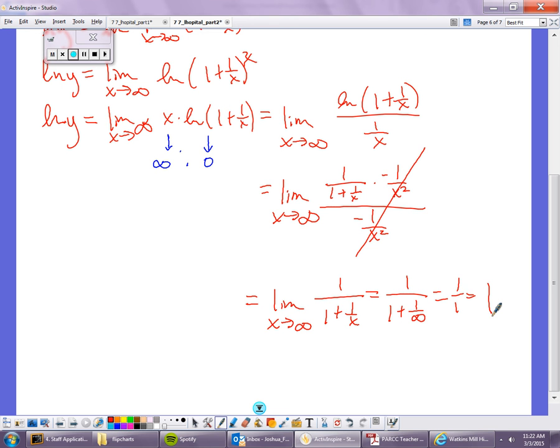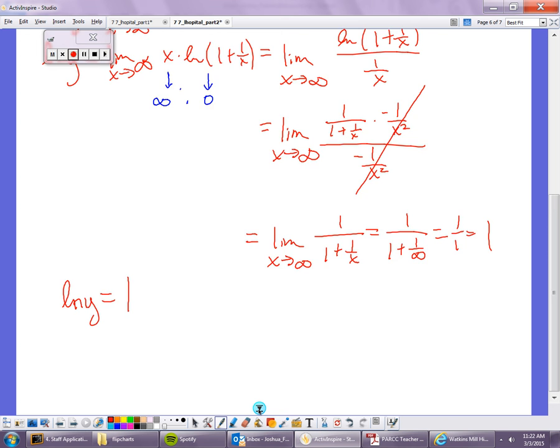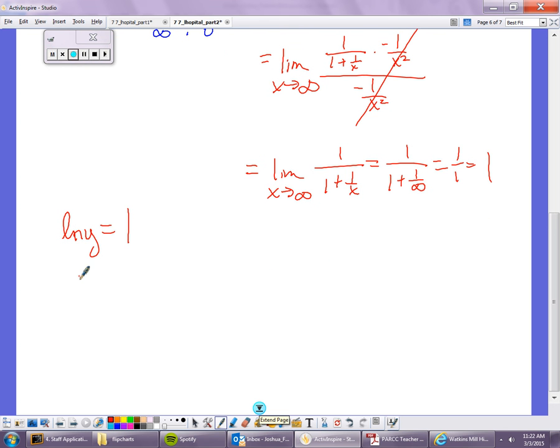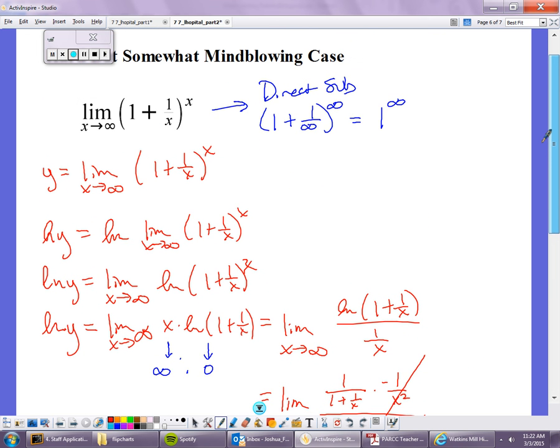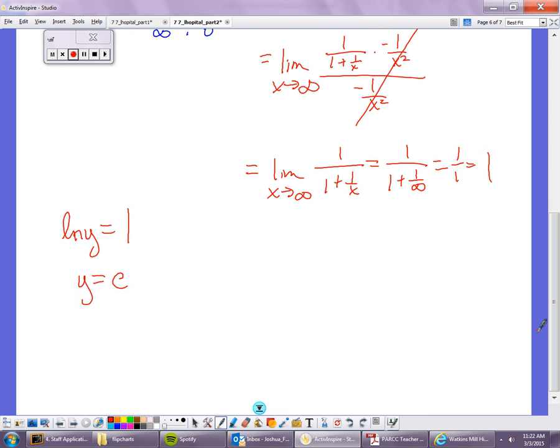So what was this thing again? Remember when we started, that was ln y. So we come to the conclusion that ln y equals 1. Well, if ln y equals 1, then y equals e, because e is the number whose natural log is 1. But remember what we defined y as. y was our limit, the thing we were looking for to begin with: the limit as x goes to infinity of (1 plus 1 over x) to the x.